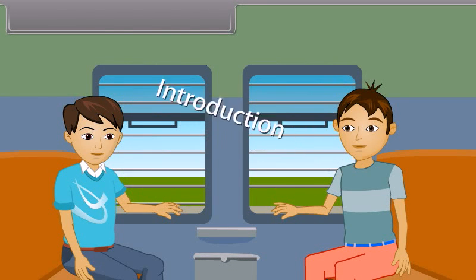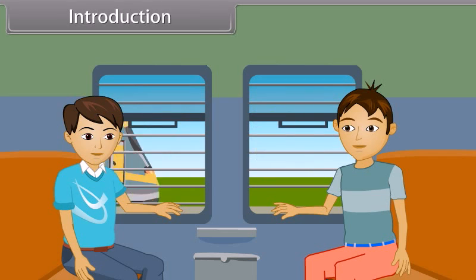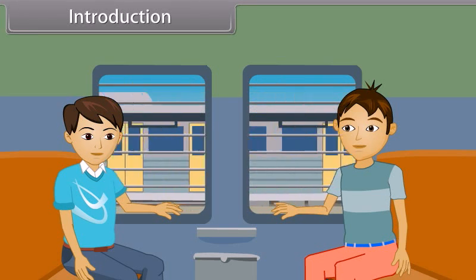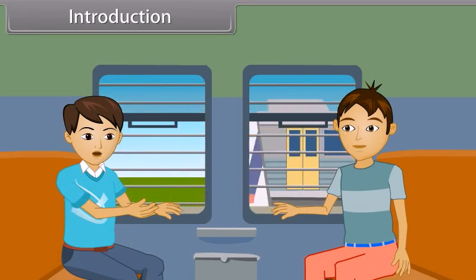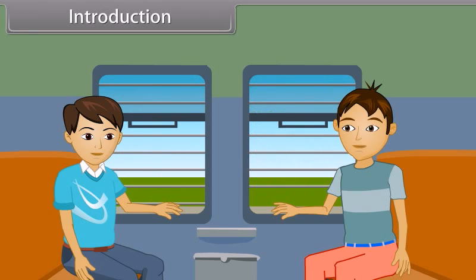Introduction. Kamal and Deep are traveling in the train. Then, a train passes from the nearby track. The train's whistle is so loud. Yeah, it's really not tolerable. I wanna ask you something.